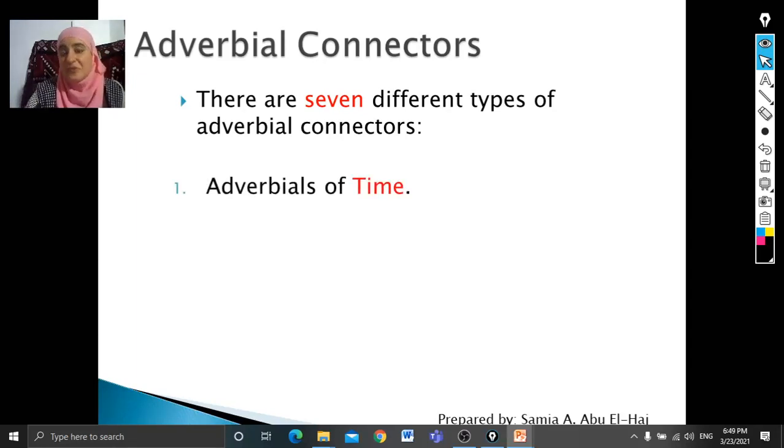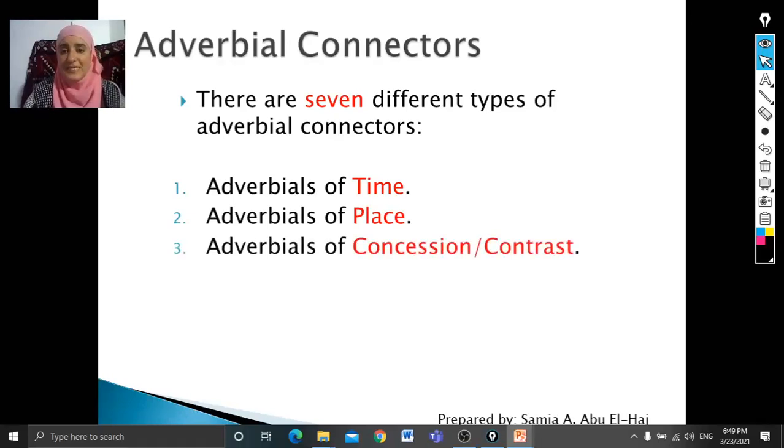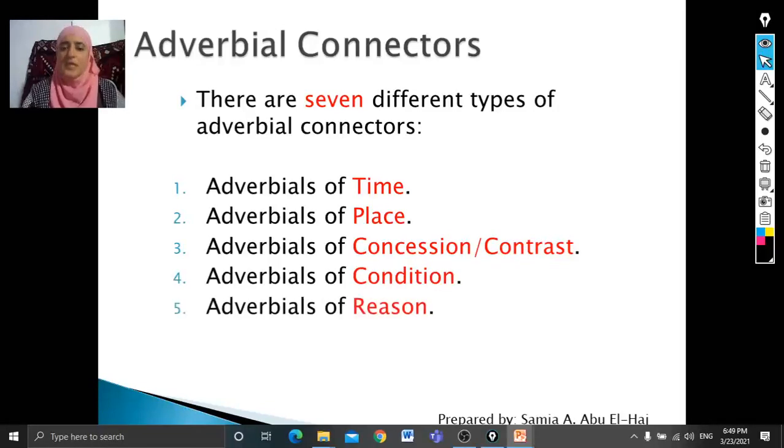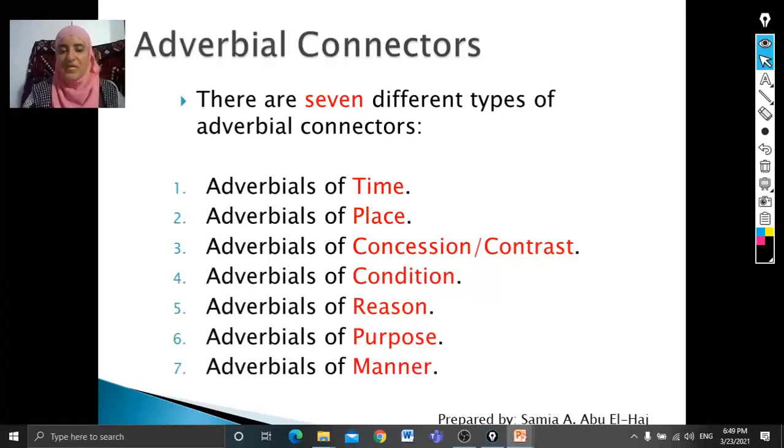We have adverbs of time. You studied those in school. So if I use when or while, this is the adverb of time. We have adverbials of place, adverbials of concession or contrast. Concession means contrast. Condition, reason, purpose, and manner. Manner is the way something happened. Now basically those are connecting words that can have one of those jobs. The connecting word and the sentence, all of it could be time, or all of it could be place. Time and place for what? For the verb. So all adverbial connectors and their sentences describe the verb that comes before them.